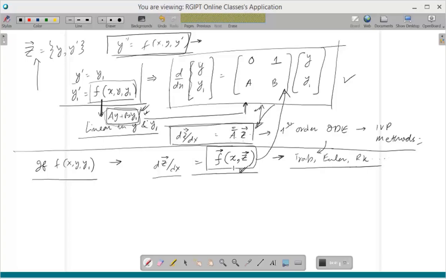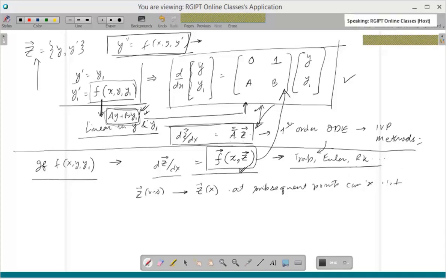So the bottom line is, knowing z at x equal to 0, I can proceed and find z at x at subsequent points, which can be obtained by employing any of these methods. And that is basically the target: to be able to use these very well developed and accurate methods applicable to this boundary value problem.